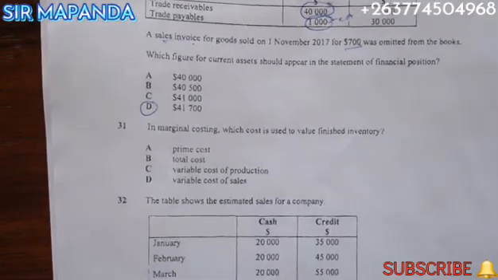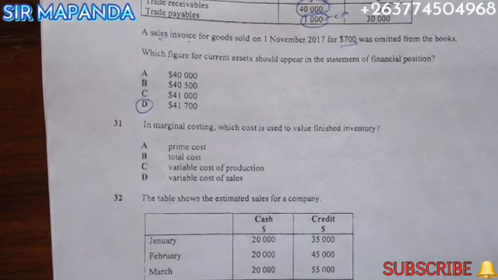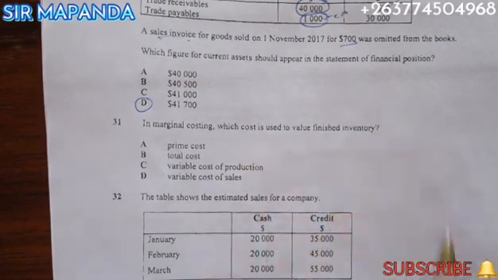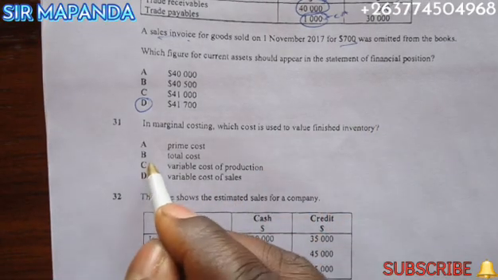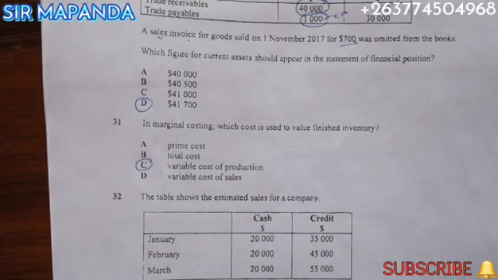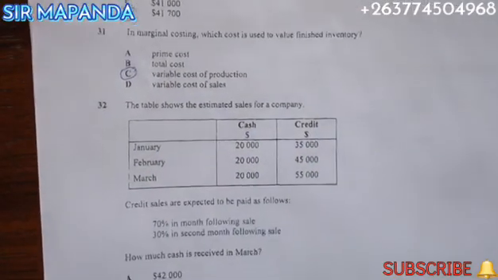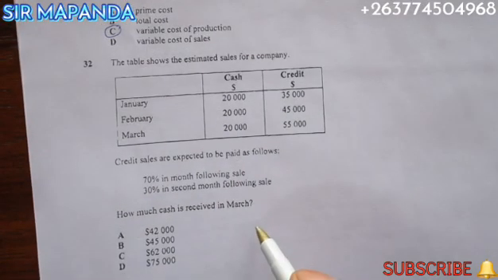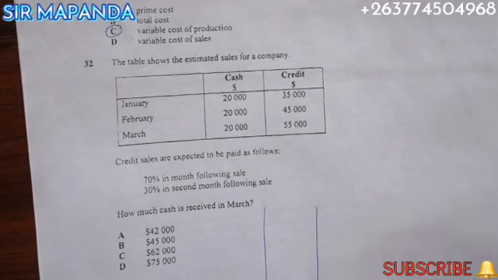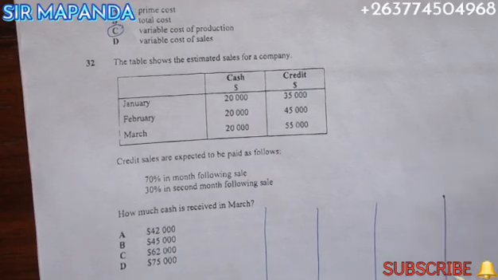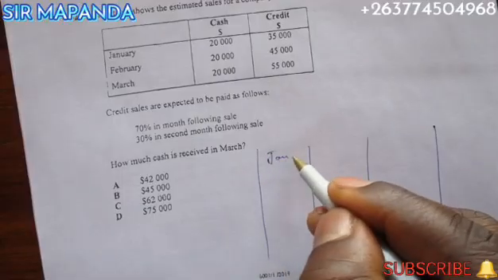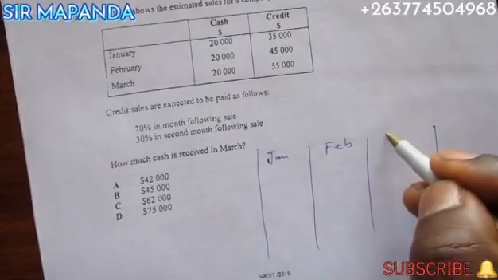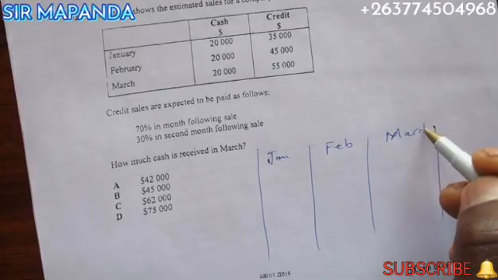Then we move on to question number 13. In marginal costing, which cost is used to value finished inventory? Remember, finished inventory are valued at variable cost of production. So the answer is C. Then we move on to question number 32, which is in line with cash budget, right? So when preparing your cash budget, you put your totals here to record. You have January, you have Feb, and you have March, something like this.